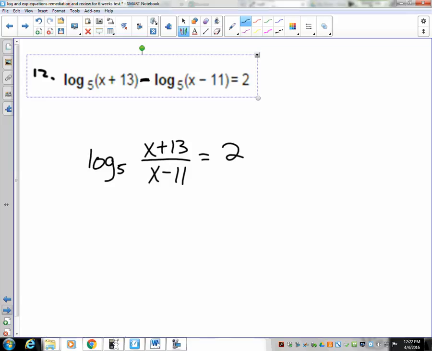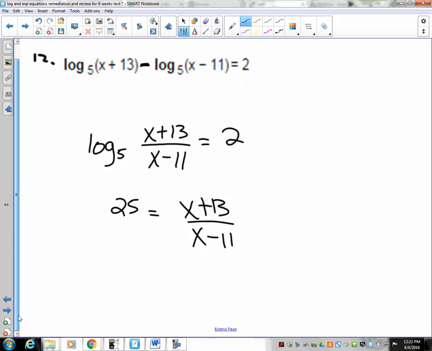Now, 5 to the 2 power. Let's say 5 squared, that just makes it sound smarter. So 5 squared equals x plus 13 over x minus 11, and that's 25.